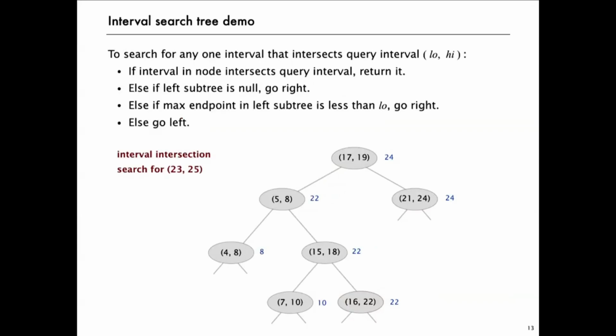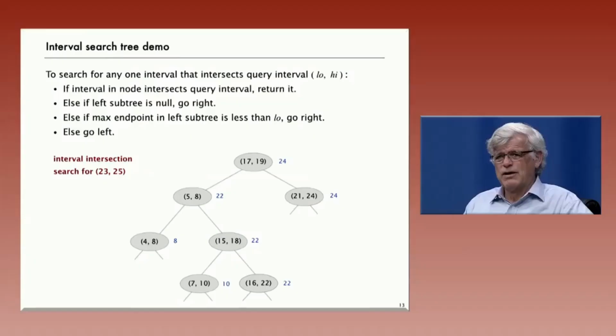All right, so now how do we do a search? The search is definitely more complicated and kind of mysterious, but let's look at the rules for search in an interval search tree. Now we're going to look to see if we have an intersection. We want to find just any interval that intersects this query interval 23, 25. We're not going to try to find them all. We'll get back to that in a minute. Let's see what we have to do.